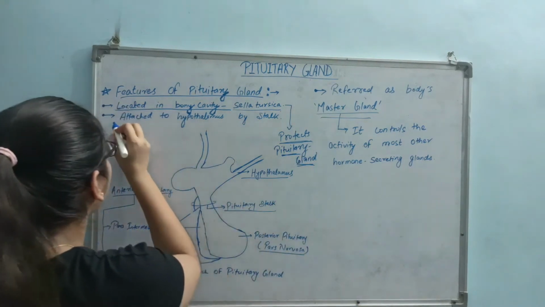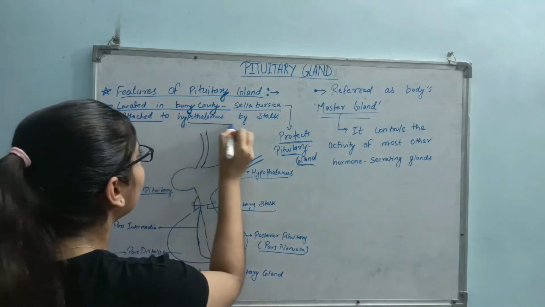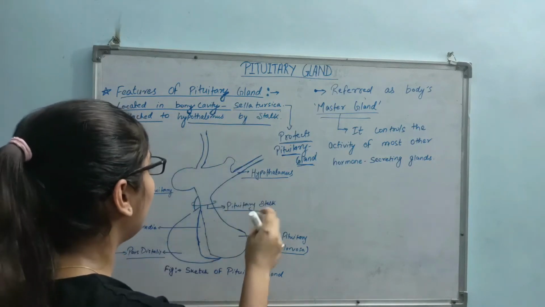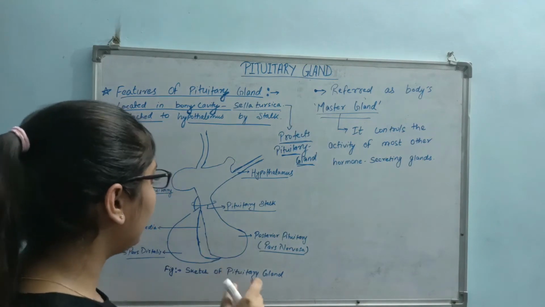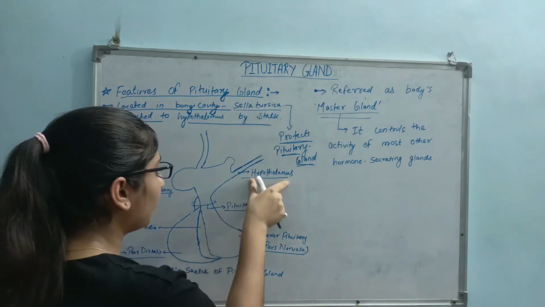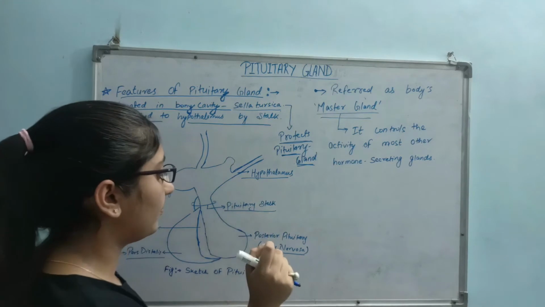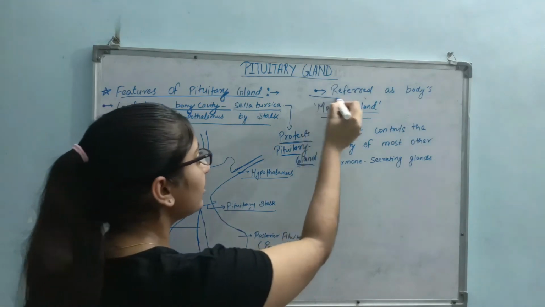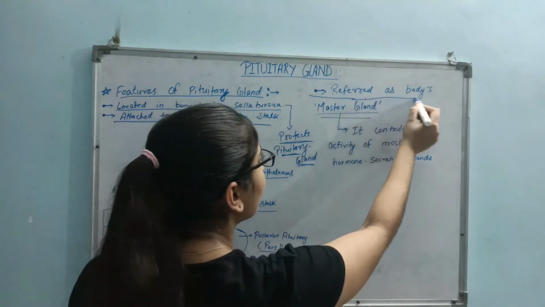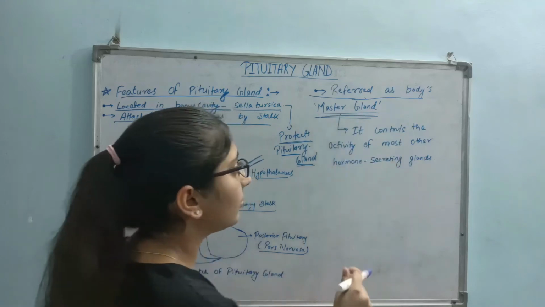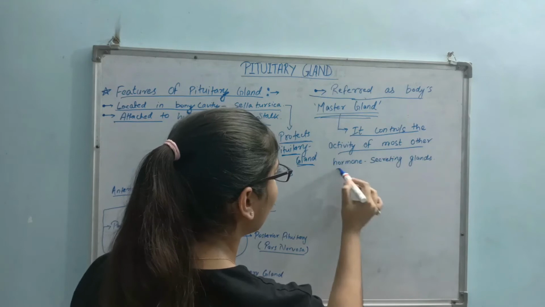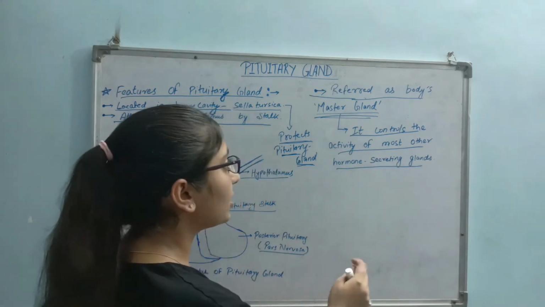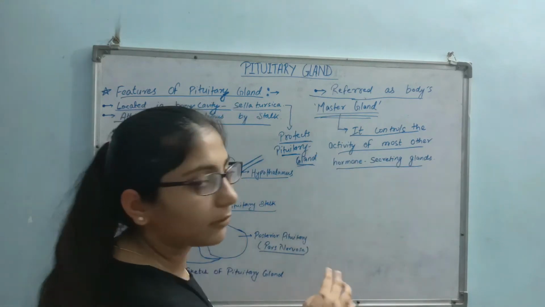And second feature is it is attached to the hypothalamus by a stalk. Here is our rough sketch of the pituitary gland. As we can see, it is attached to the hypothalamus by the pituitary stalk. Now, third feature is it is referred to as the body's master gland. Why? Because it controls the activity of most other hormone secreting glands. That is why it is known as the master gland of our body.